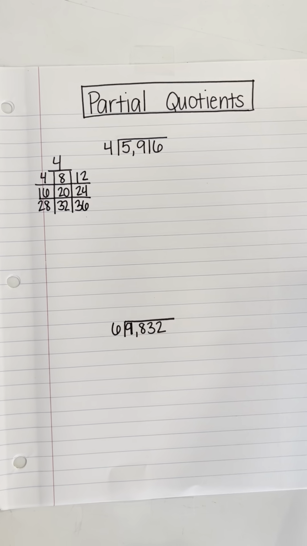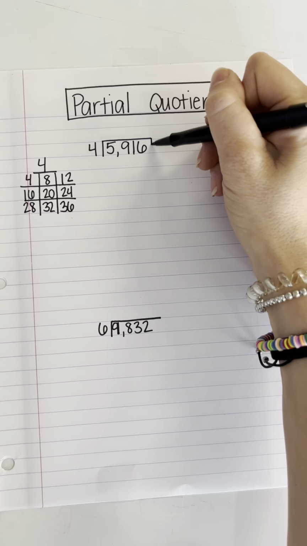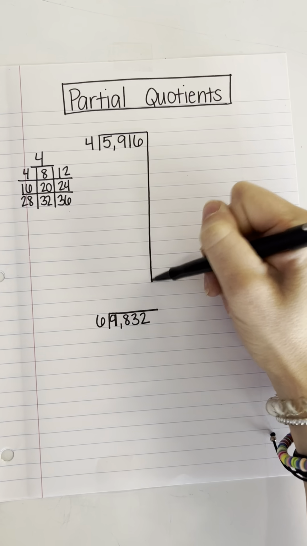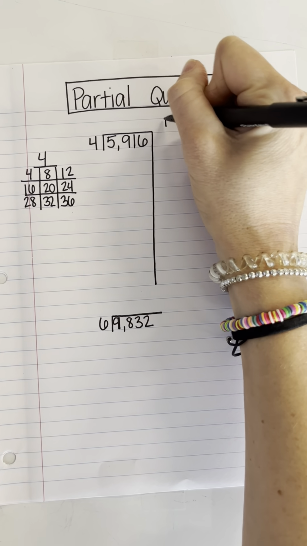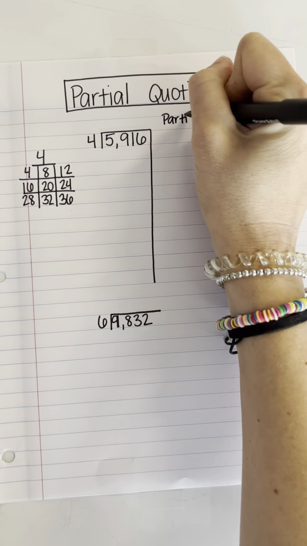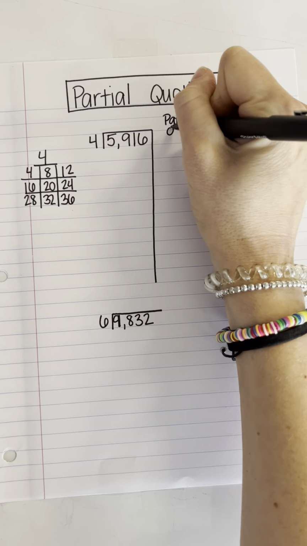After that, we are going to make a big 7, and that's a way to organize partial quotients.